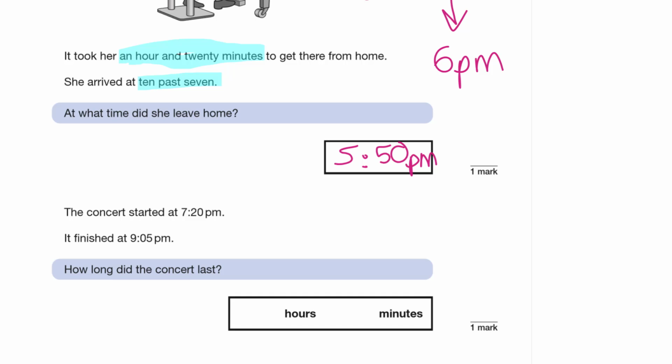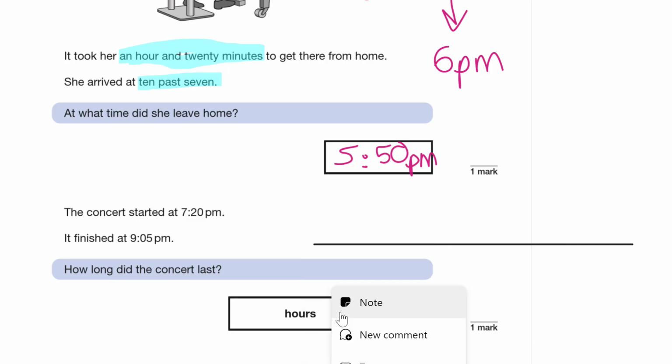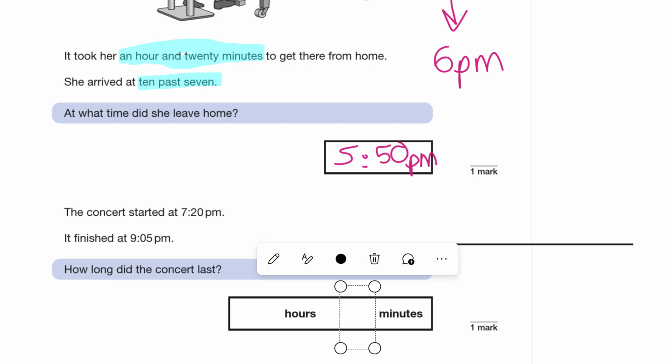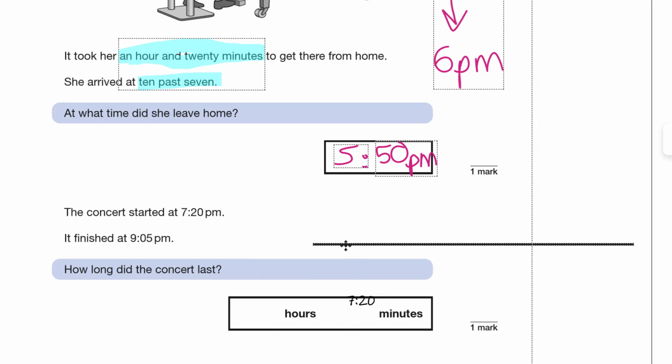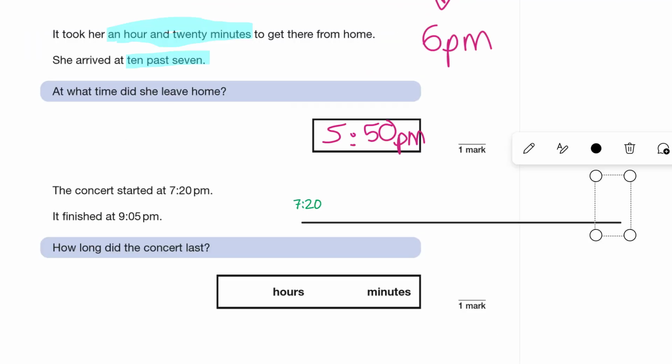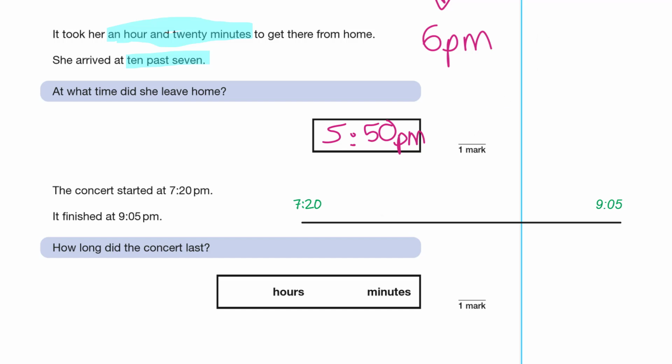Again, use my good old number line. So if I drew my number line and I pop in at the beginning, started at 7:20, ended at 9:05. How long did the concert last? Now we can just simply find the difference in between.